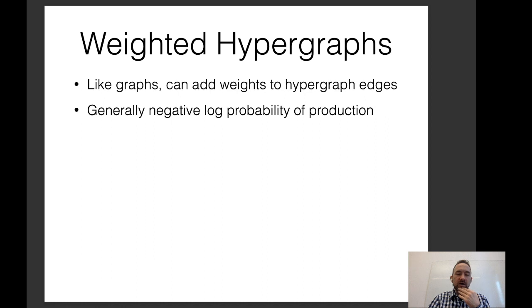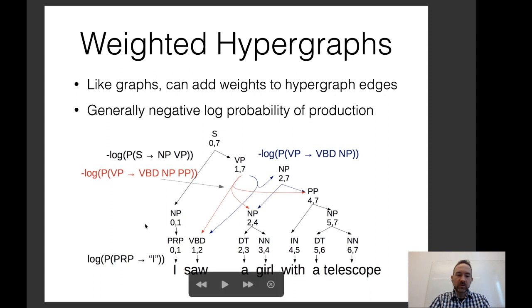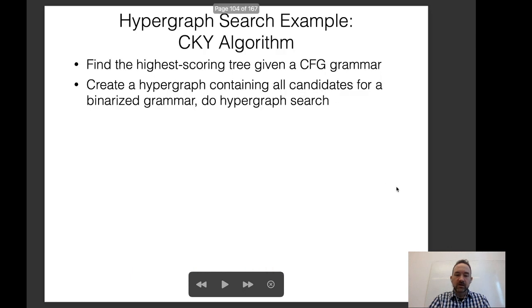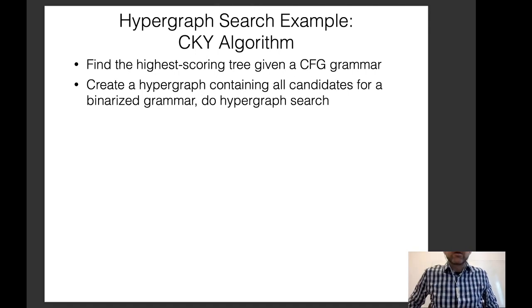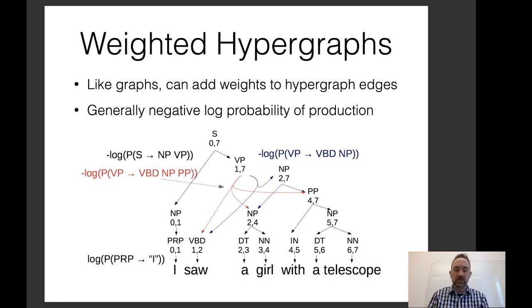So weighted hypergraphs allow us to do this. And basically, like graphs, you can add weights to the hypergraph edges, for example, being a negative log probability of choosing that edge. So we might have the negative log probability of the verb phrase generating a verb, a noun phrase and a prepositional phrase, and also the negative log probability of a verb phrase with just the verb and the noun. The search over these graphs can be solved using dynamic programming algorithms.